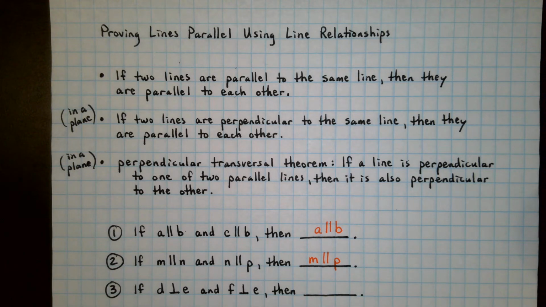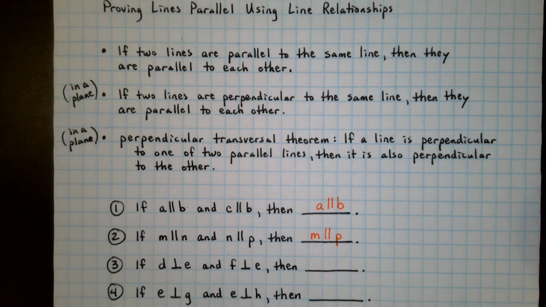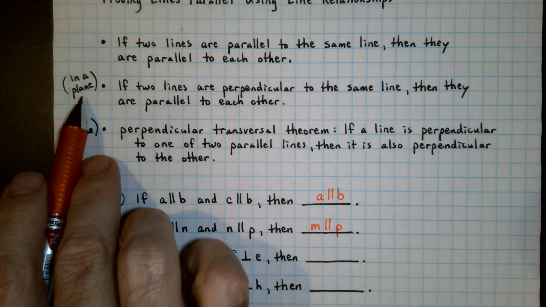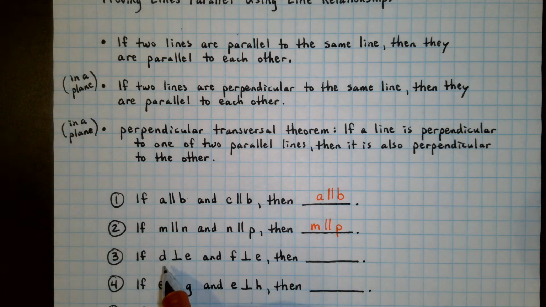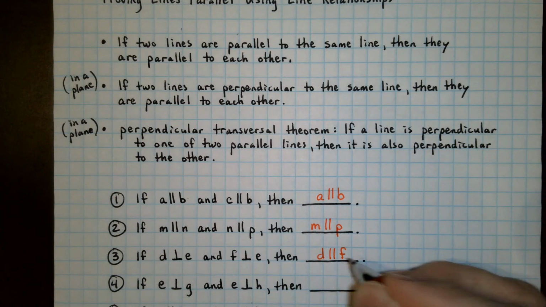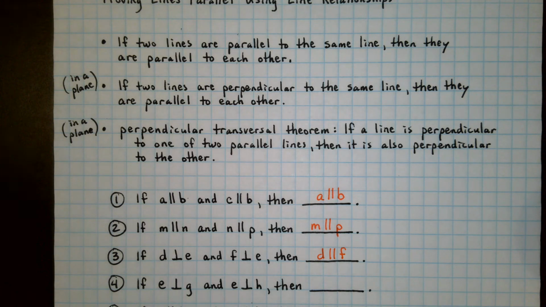The second one that we have says if two lines are perpendicular to the same line, then they are parallel to each other, as long as we're in a plane. Well, in number 3, we see it says if line D is perpendicular to line E, and line F is also perpendicular to line E, they're both, line D and F, perpendicular to the same line E, then D must be parallel to F. And number 4 is the same type of question.